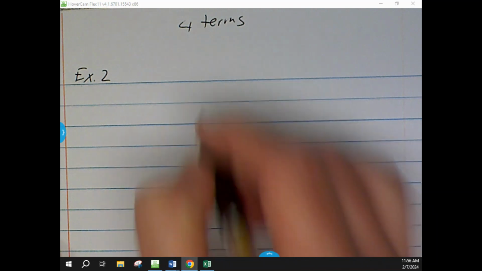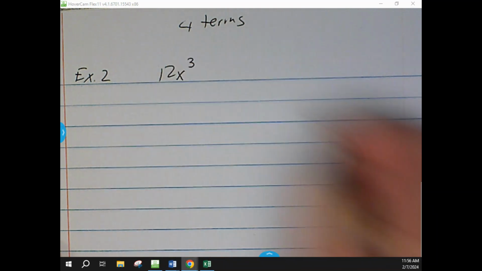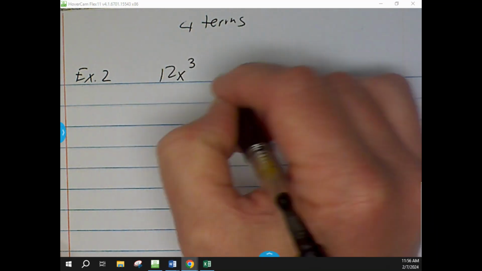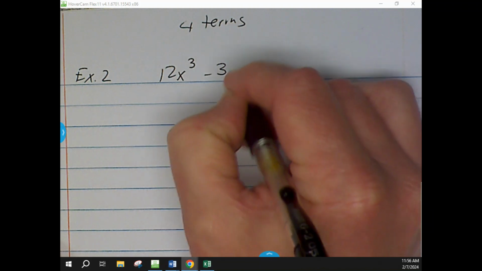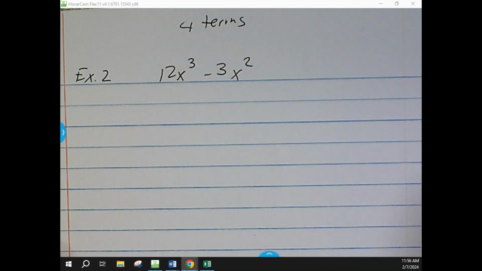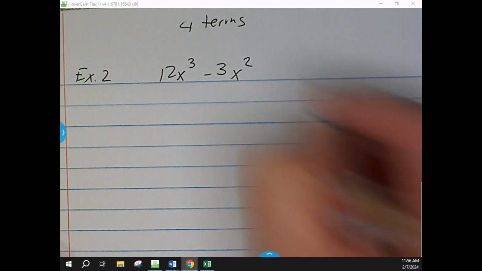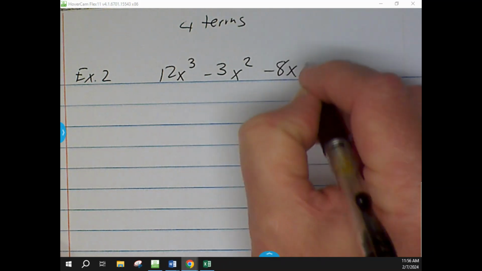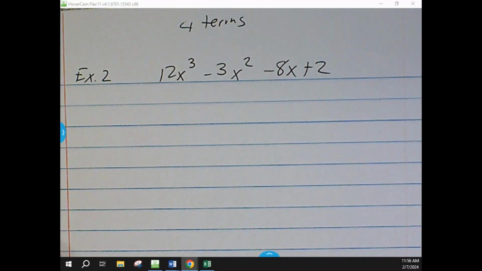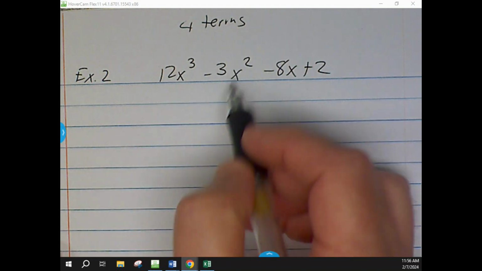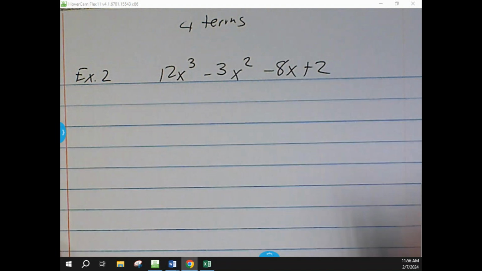All right, so let's go with 12x to the third minus 3x squared minus 8x plus 2. Okay, and again, just count because you got x to the third, x to the second, x to the first, no x's, so you got your 4 terms.